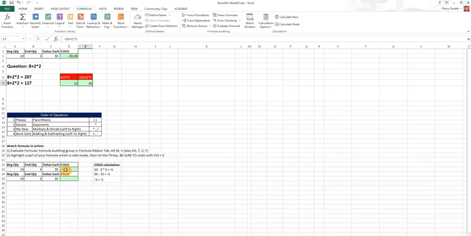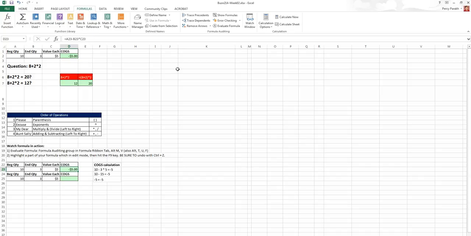So over here, if I do equals and I do this cell minus this cell, okay, times, so asterisk is the operator for multiplication, this, I click on the check mark. Like before, I get the wrong answer.